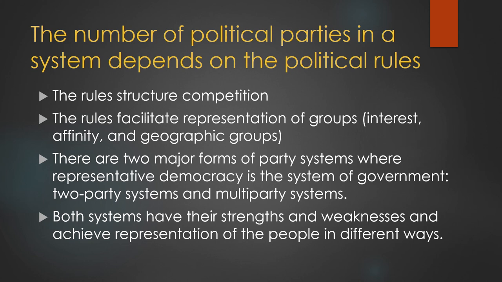Now, when we look at democracies around the world, we see that there are two major forms of party systems in representative democracies. So we're not talking about countries with only one functioning political party, or a dictatorship where the dictator is the head of the party and the party is the only way to succeed in a country. We're not talking about monarchies where political competition in the legislature isn't anything like a real democratic system. So here we're talking about a representative democracy, and we're talking about two kinds of systems that emerge.